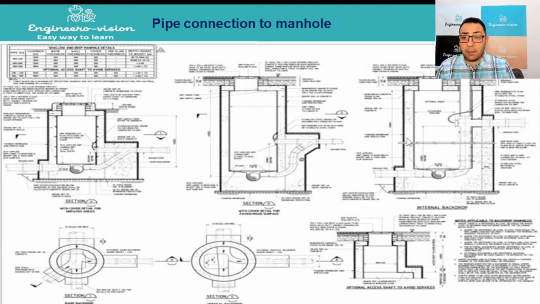When shall we use an internal backdrop? An internal backdrop will be used if there is not enough space outside the manhole to let you construct the ram backdrop or the vertical backdrop, and this kind of backdrop will be authorized only by the operation and maintenance department in Ashghal. Nobody else can approve this one. The consultant doesn't have the authority to approve this kind of connection. That's why the only authority that can approve this one is Ashghal or the operation and maintenance department.